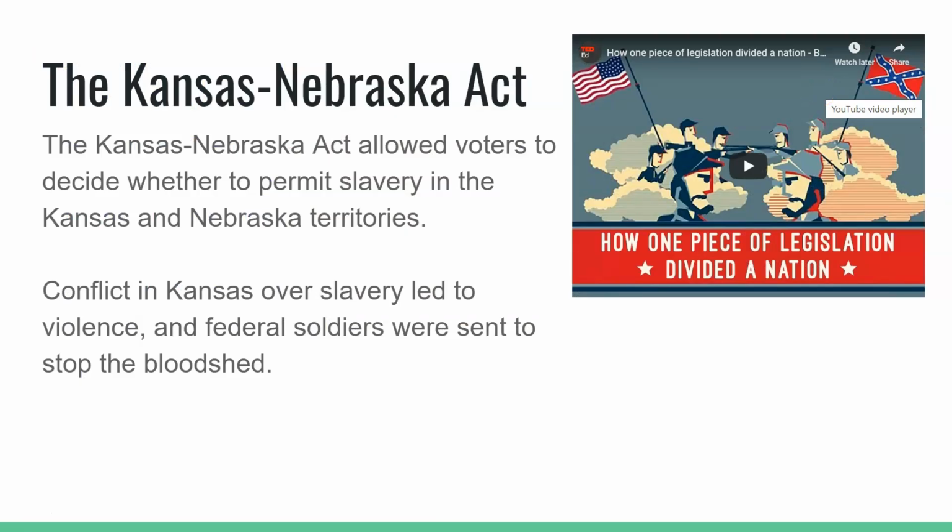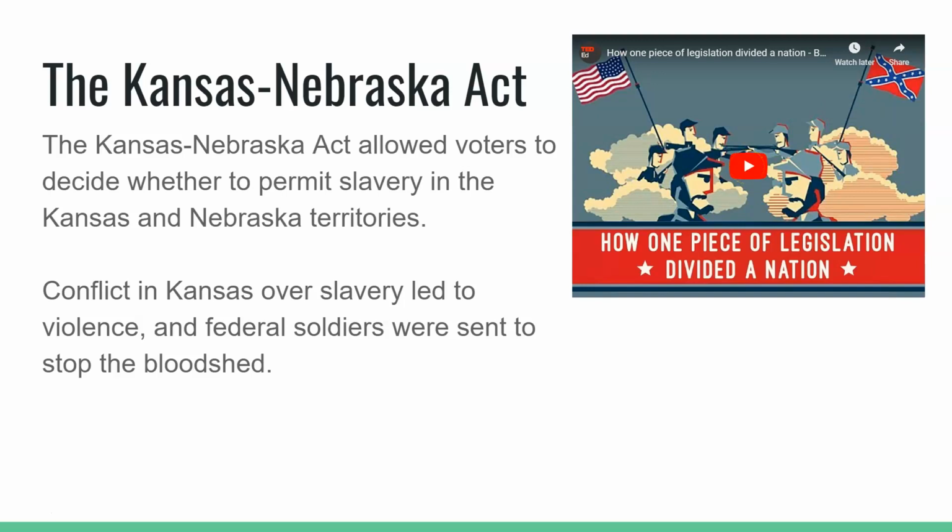The next attempt at compromise is the Kansas-Nebraska Act. The Kansas-Nebraska Act gave the voters in Kansas and Nebraska the right to decide for themselves if they would or would not permit slavery in their territories. What happened in Kansas is that both anti-slavery and pro-slavery people met up there and faced off against each other in what would be later called Bleeding Kansas.